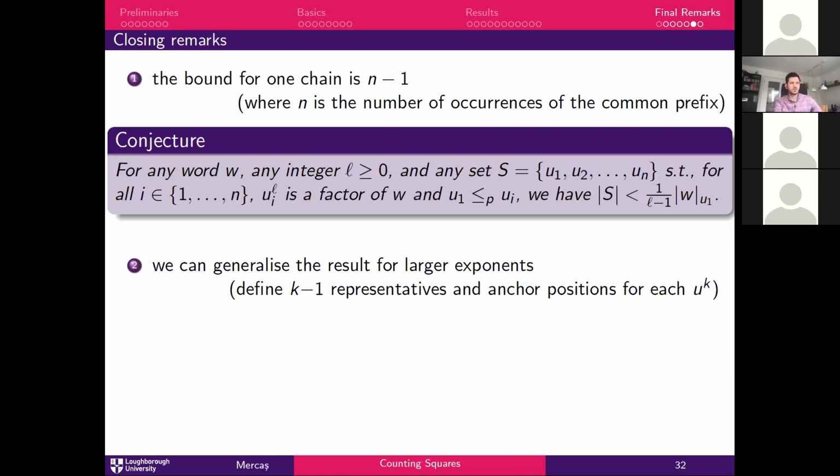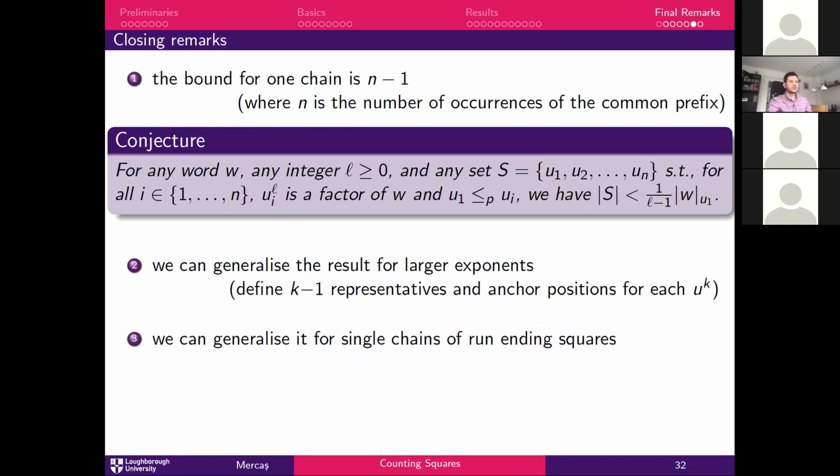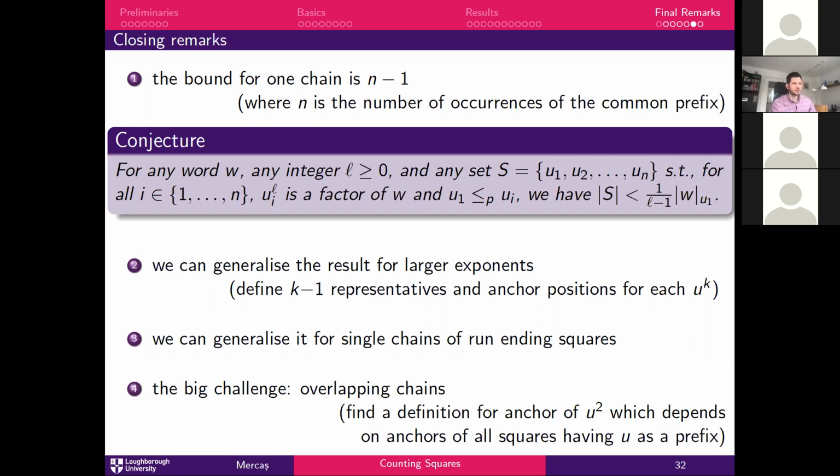And that's done by using K-1 representatives and anchor positions. And then, well, I already showed that we can generalize this for single chains of run ending squares. But still, the big challenge remains overlapping chains. And for this, we might need a slightly different definition of anchor, which also depends on the anchors of the squares that have this as a prefix, so to say.